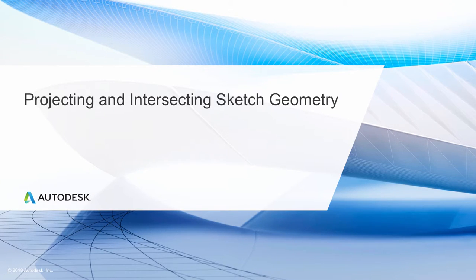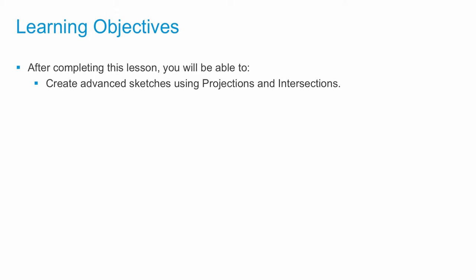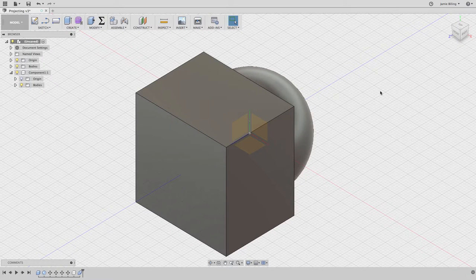In this tutorial, we'll be learning how to project and intersect sketch geometry. And after completing this tutorial, you'll be able to create advanced sketches using projections and intersections. Projecting and intersecting sketches in Fusion 360 means projecting or intersecting sketch geometry onto a 2D plane.